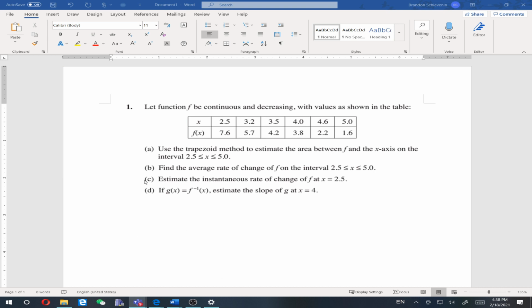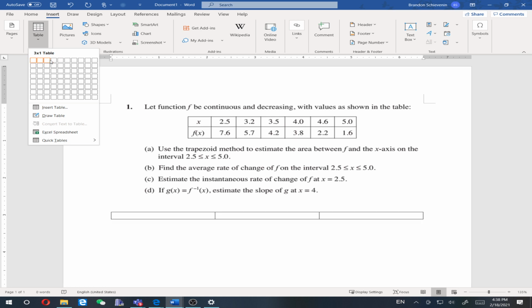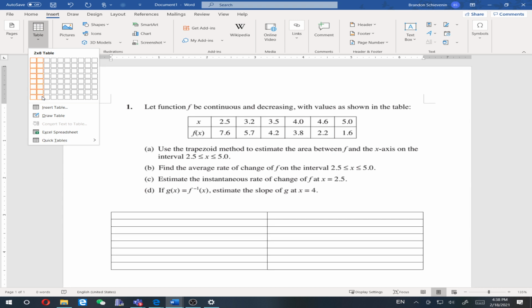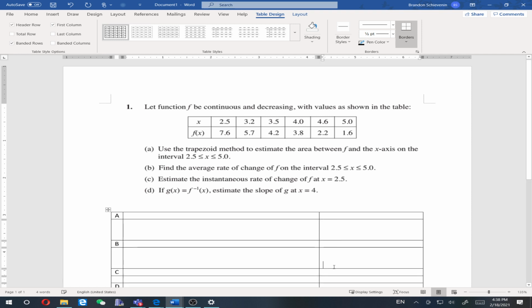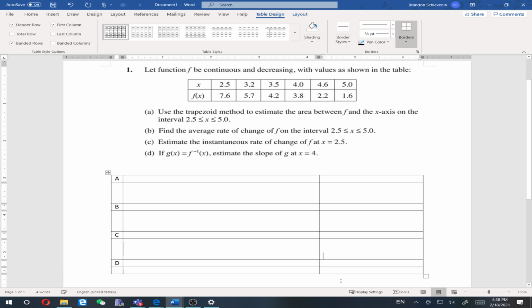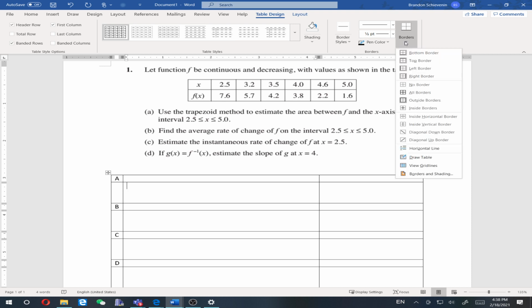So we have to use 1/2 times base times height 1 plus height 2. Okay, so do this. Make a table. How many spaces do I need? I need 8. Okay, so you told me the trapezoidal Riemann sum is going to look something like this.